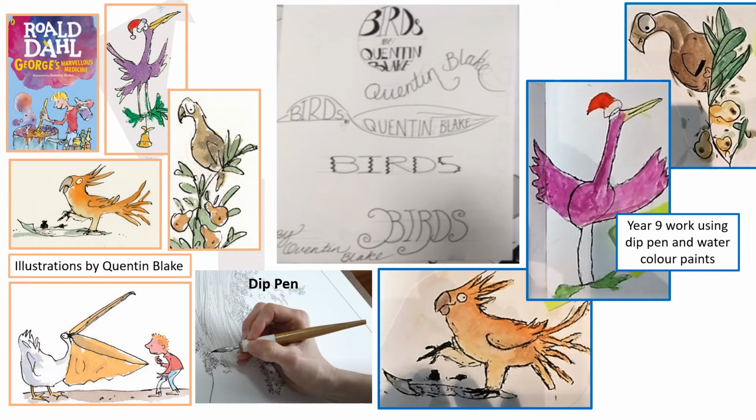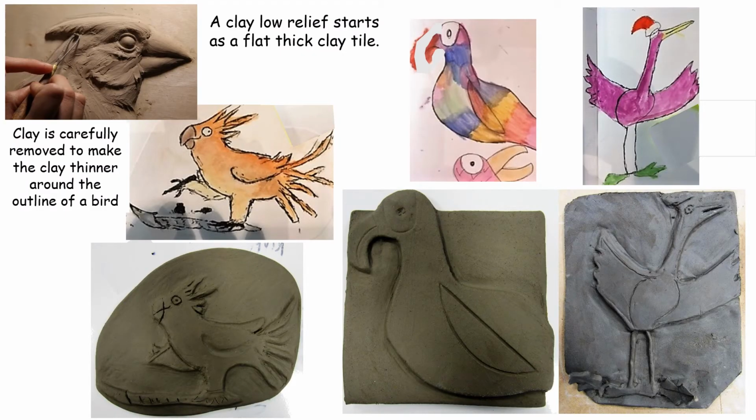This slide shows examples of the work done by present Year 9s before Christmas. The group had been studying the illustrations drawn by Quentin Blake for the books written by Roald Dahl. The class first found creative ways to present titles on their pages. They then worked with a dip pen and watercolours to create studies of Quentin Blake's illustrations. Using their sketches to work from, the Year 9 students then had a go at making a clay tile of their bird. Here they learned a technique called incising.